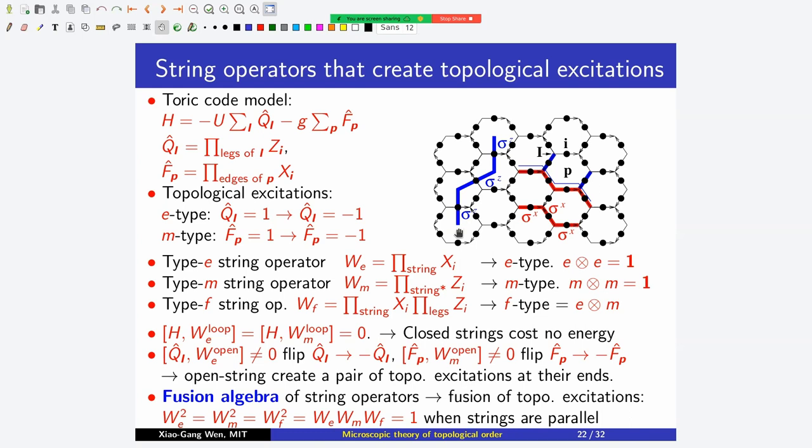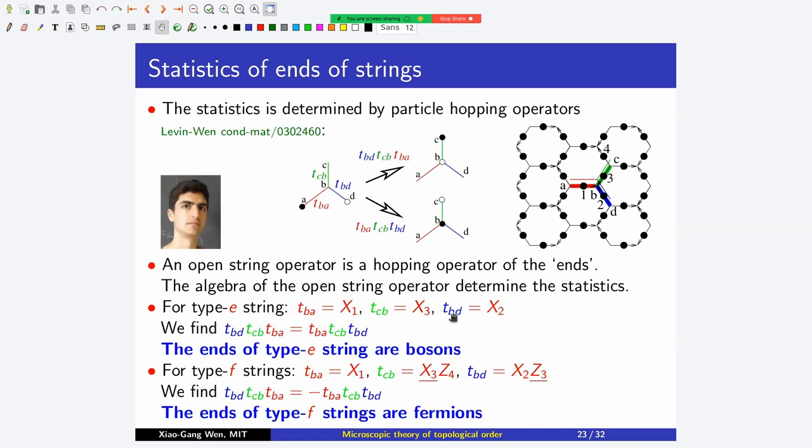To determine whether it's a boson or fermion, one can use the so-called hopping algebra. We can view the string operator as a hopping operator of this topological excitation. It transfers a particle from one end of the string to the other end when we apply this string operator. So it's really a point of view that statistics is not kinematics. It's a dynamical property, determined by the Hamiltonian. The hopping operator determines statistics, and this hopping operator has some algebra. This algebra of hopping operators determines statistics.